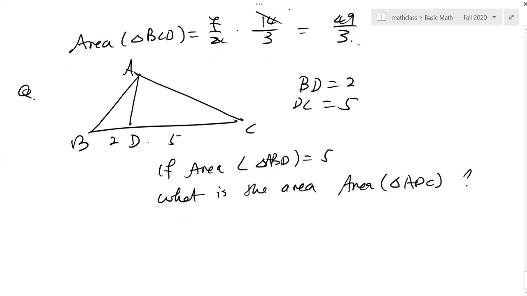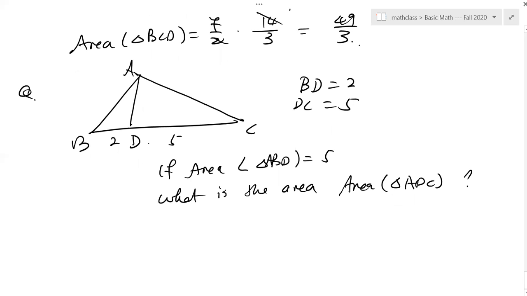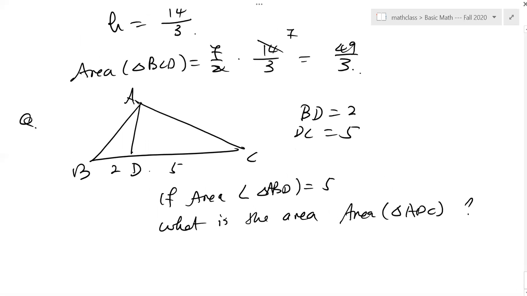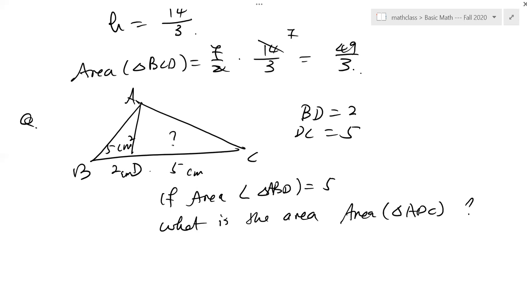Anyone can figure it out? It's a triangle, one on the left and the other on the right. You know the base: one is 2, the other one is 5. You know the area of the triangle on the left. If this is in centimeters, it will be 5 square centimeters. My question is, what is the area of the other triangle?